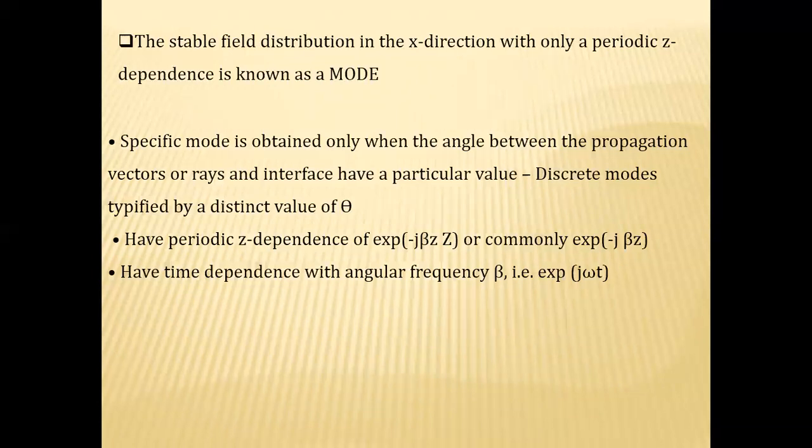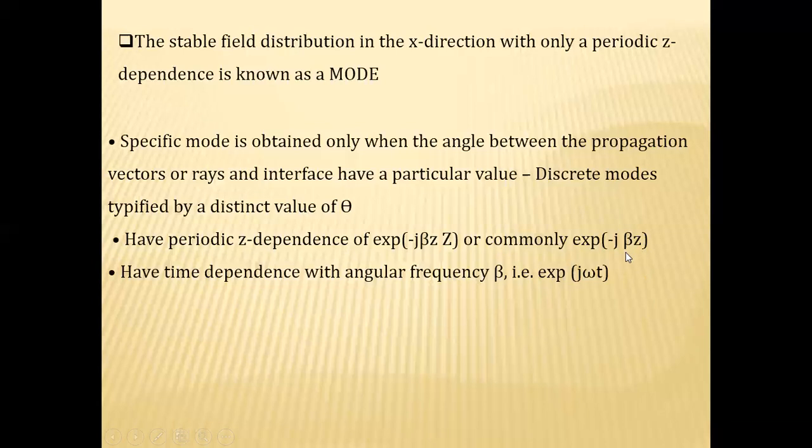These modes have the periodic z dependence of the form exponential of minus j beta z, where beta z is the propagation constant for the mode. So we denote beta as beta z, right? We know the propagation constant can be represented by beta. Since it is the z dependence value, we are representing beta as beta z.